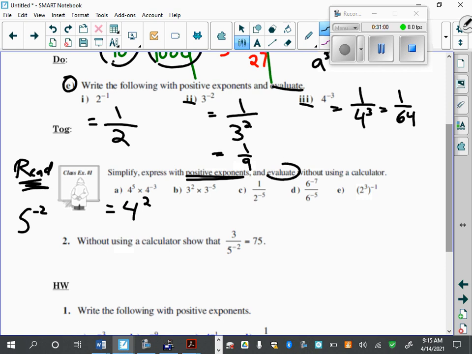Oh, and it also says evaluate. So I now have to tell you that 4 squared equals 16. And it says evaluate. Okay, so go ahead and do B. Apply the exponent law. Add exponents, bless you. And then make it positive exponents. So if it says make it positive exponents, it means you have to do 1 over for the negative exponents.